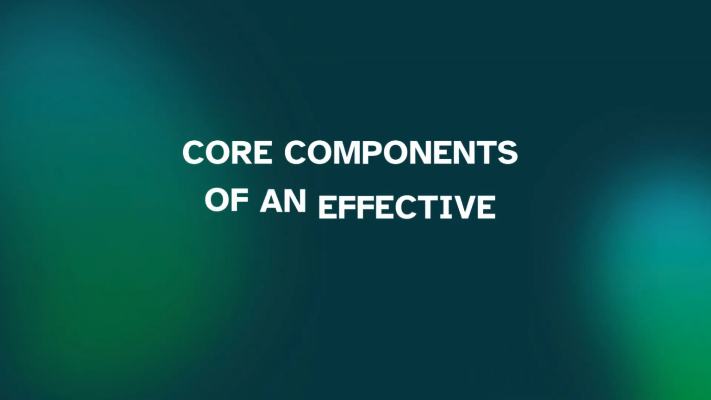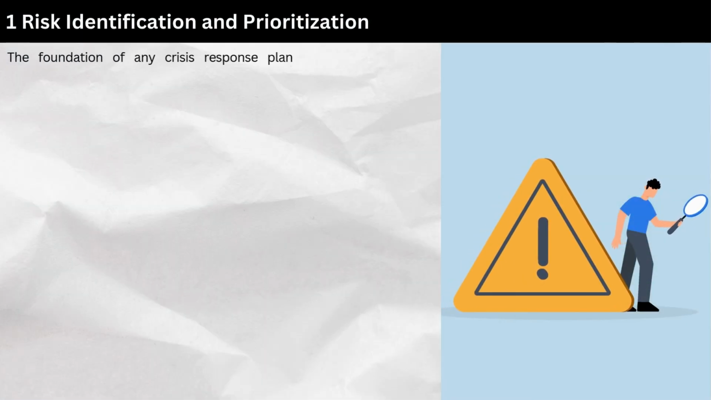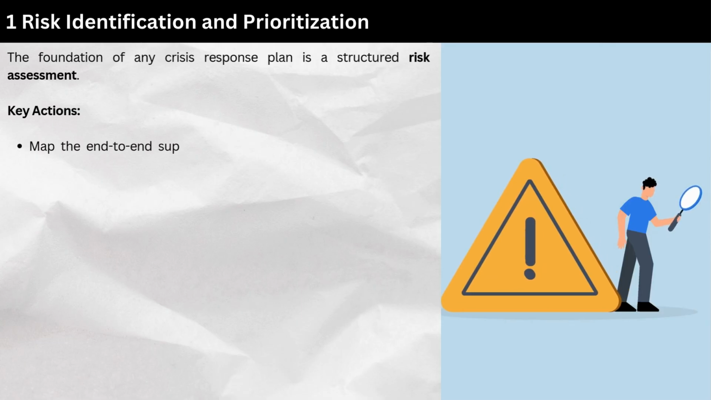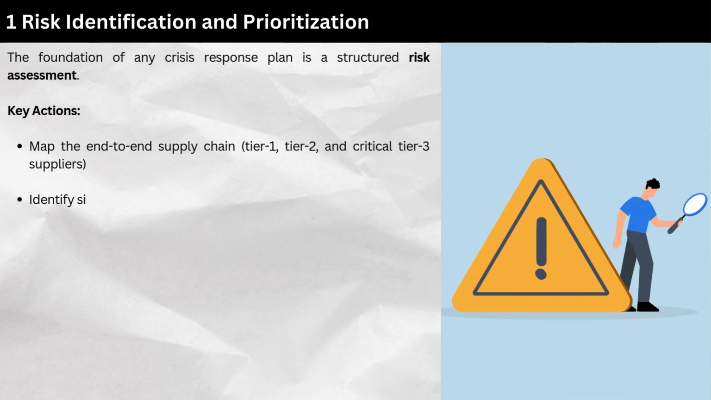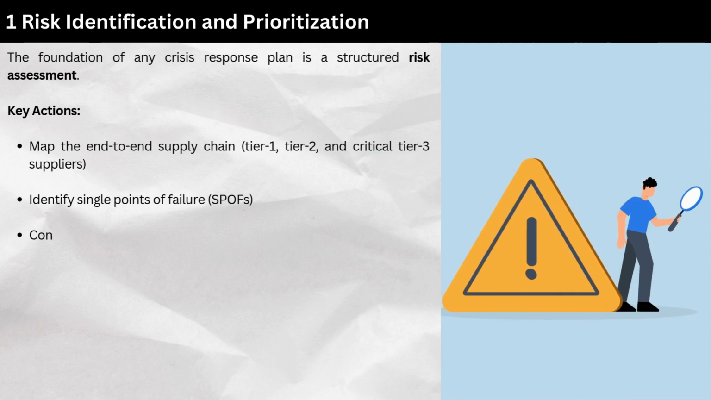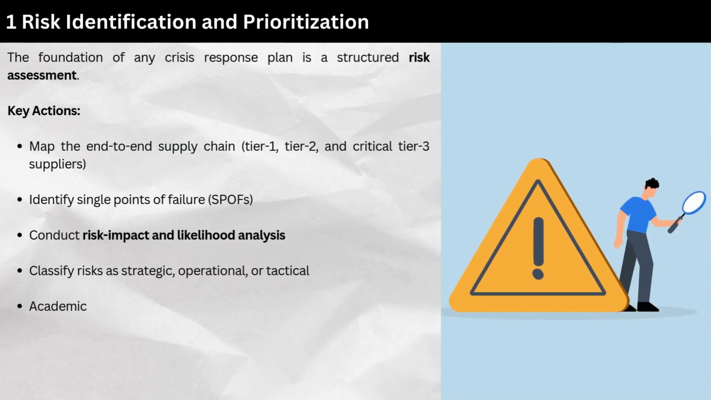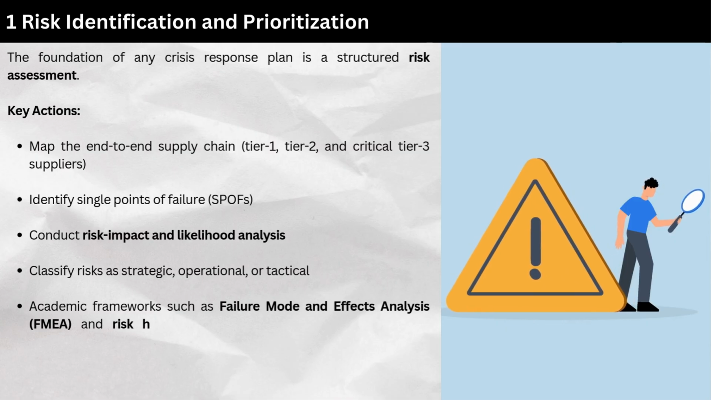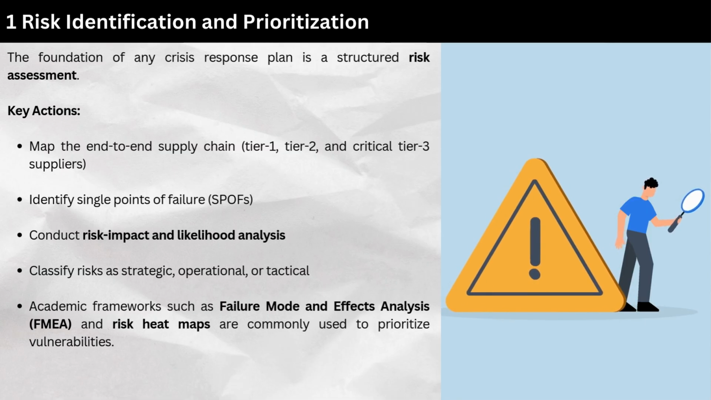Core components of an effective crisis response plan. 1. Risk identification and prioritization. The foundation of any crisis response plan is a structured risk assessment. Key actions: Map the end-to-end supply chain, Tier 1, Tier 2, and critical Tier 3 suppliers. Identify single points of failure, SPOFs. Conduct risk impact and likelihood analysis. Classify risks as strategic, operational, or tactical. Academic frameworks such as failure mode and effects analysis, FMEA, and risk heat maps are commonly used to prioritize vulnerabilities.